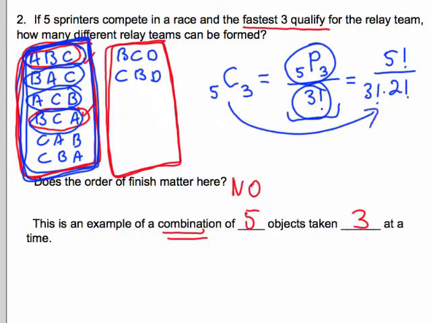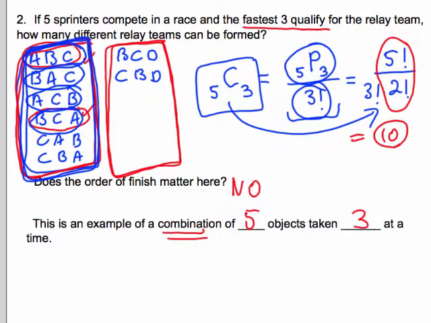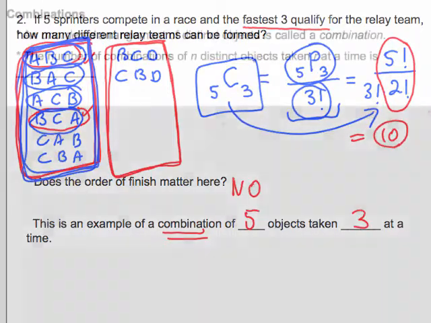This is the formula for 5 choose 3. It's going to be our 60 divided by 6. So there will be 10 combinations, 10 different relay teams that are possible.